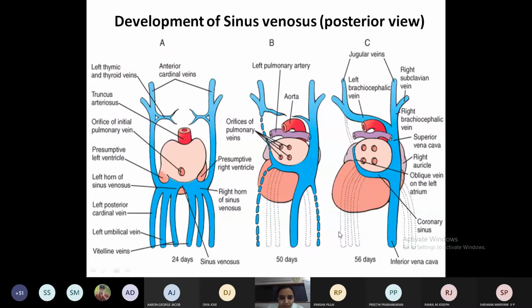Then the sinus venosus, this is the posterior view of the developing heart. This is the sinus venosus, left horn, right horn. The left horn will be reduced to a small size and converted into the coronary sinus, through which all the veins will drain from the heart into the coronary sinus, whereas the right part of the sinus venosus is absorbed into the right part of the primitive atrium to form the smooth posterior part of the right atrium.